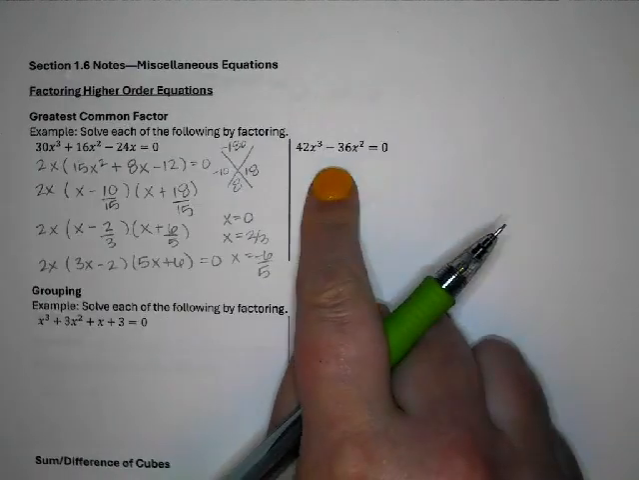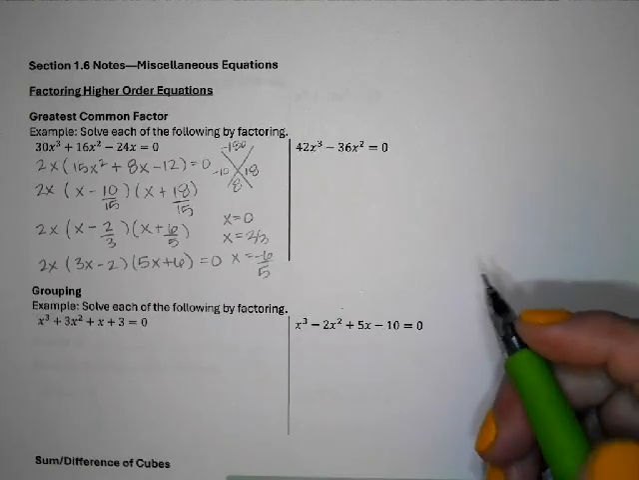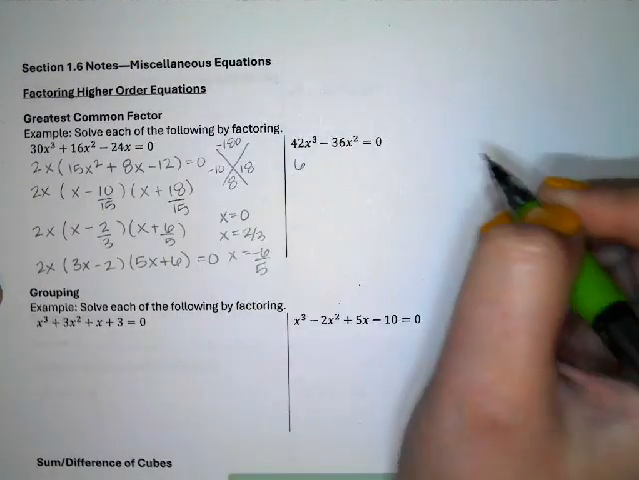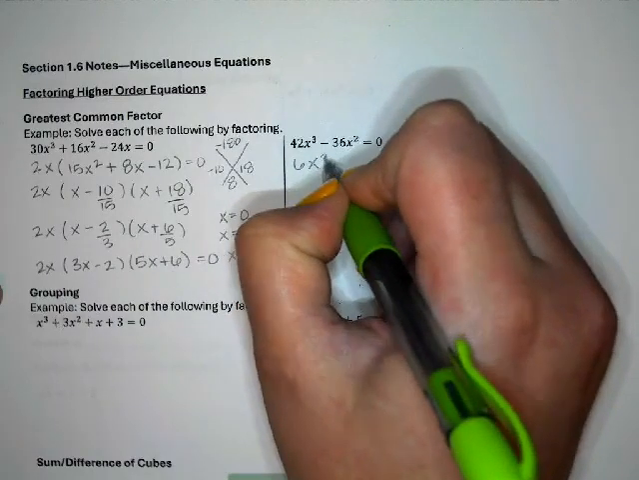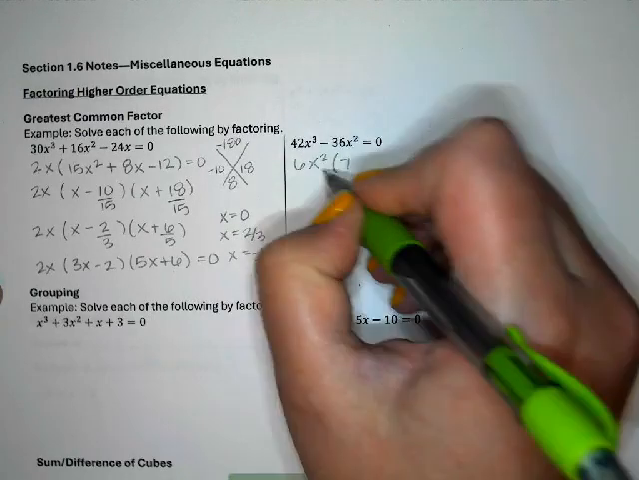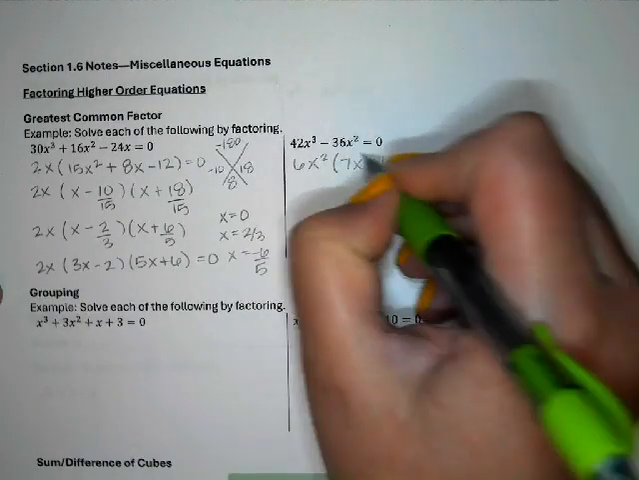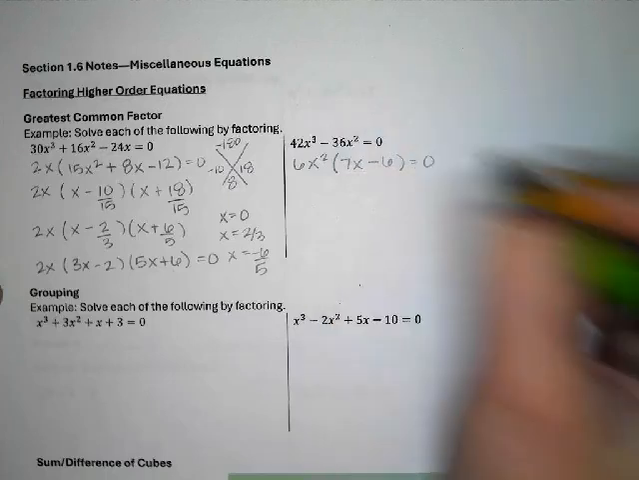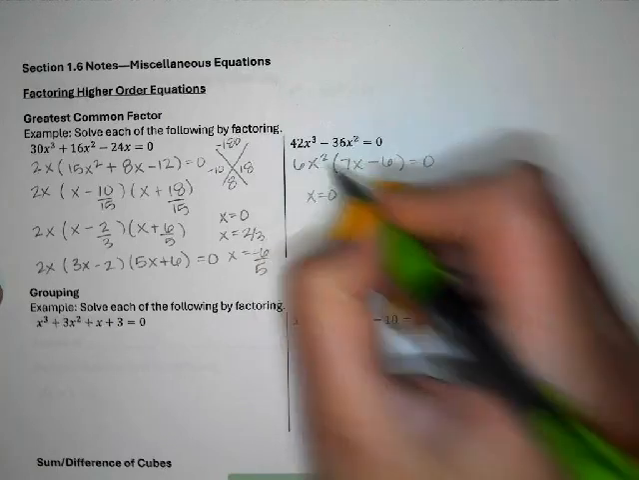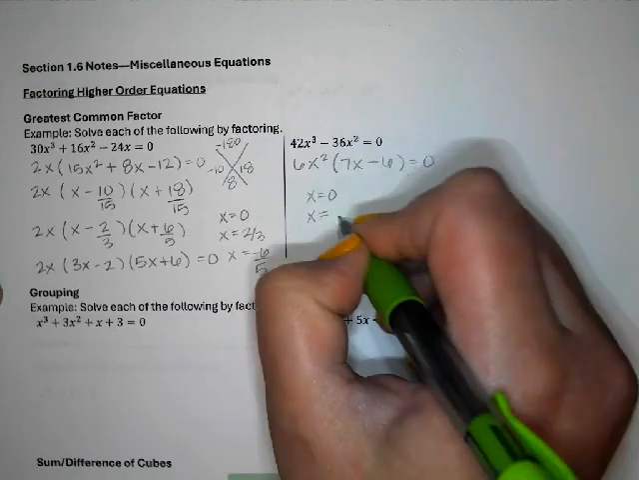All right, if we do the next one, looking at 42 and 36, what number do they have in common? 42 is 6 times 7. 36 is 6 times 6, so they both have a 6 in common, and then they have an x squared you can take out. So 42 divided by 6 is 7. We took out 2 of the x's, so there's 1 left over. 36 divided by 6 is 6, and we took out both of the x's. So this x equals 0. Well, x and x, there's two solutions here that both equal 0. And then that solution is positive 6 over 7.